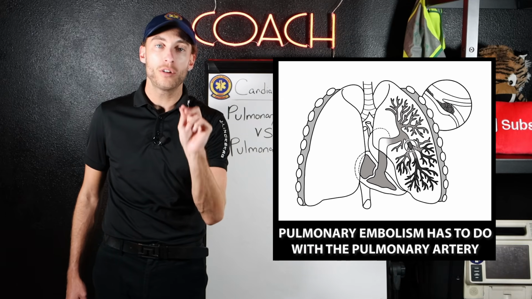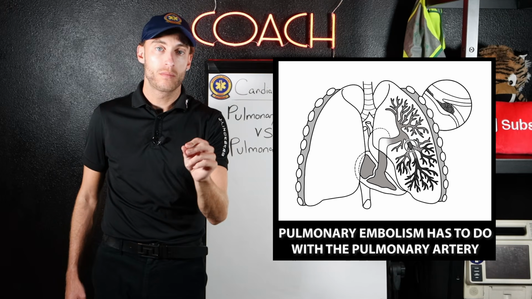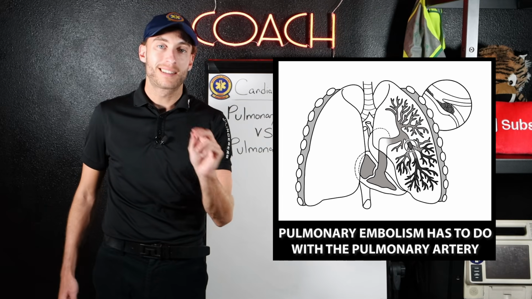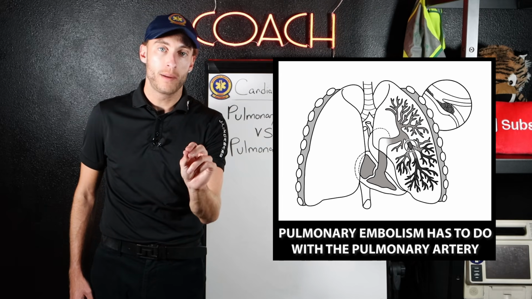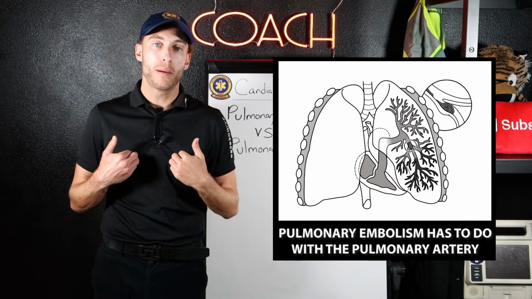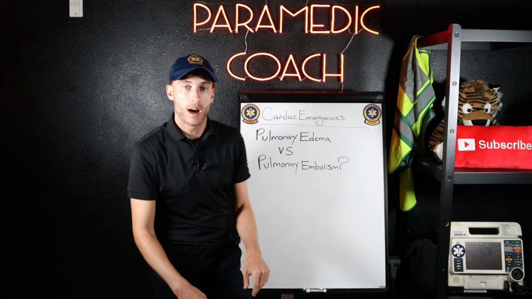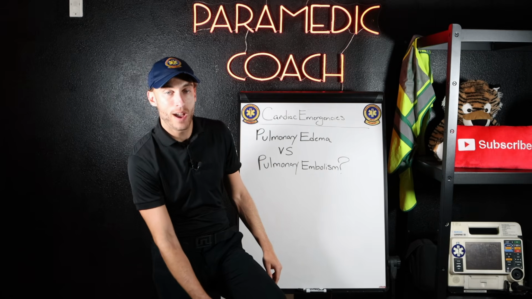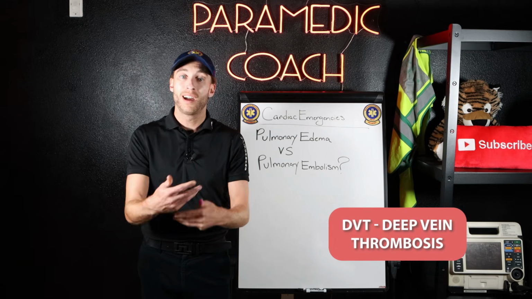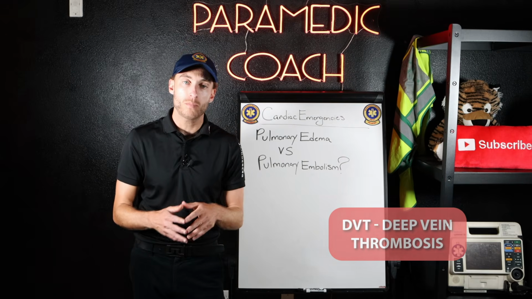It's got nothing to do at all with the bronchioles or the bronchi. It's got to do with the artery that supplies blood flow, the pulmonary artery. It can get blocked. So let's say I have down here in my calf, I have a DVT, a deep vein thrombosis. Thrombosis like a piece of plaque, right?